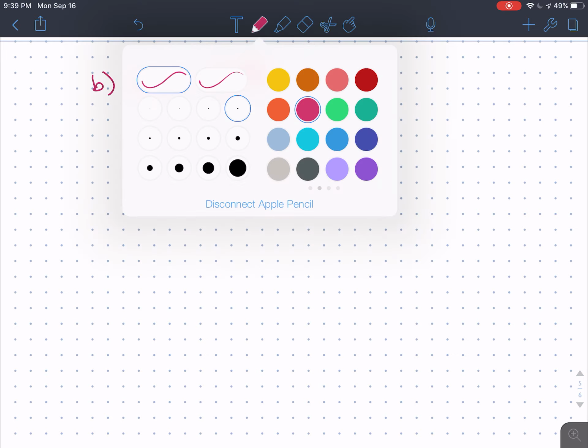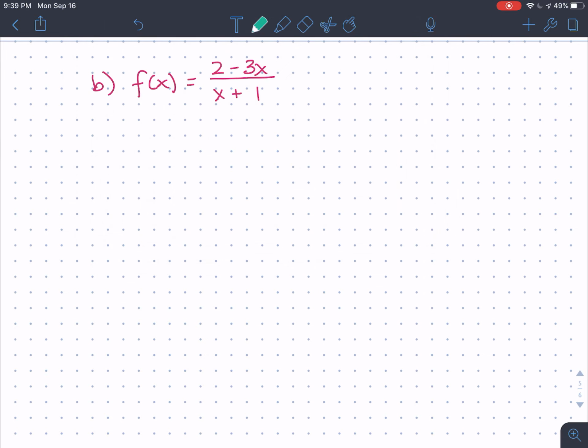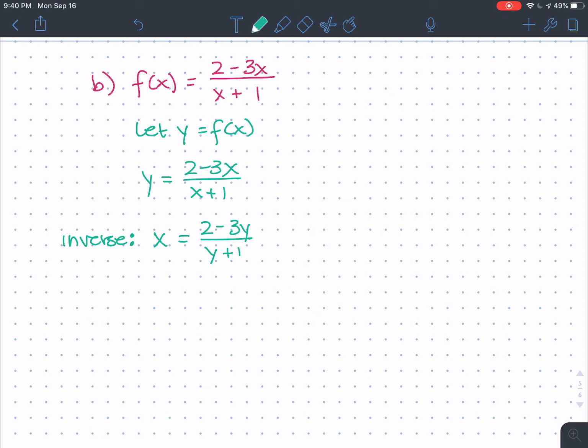All right, I'm assuming that you paused the video. I'm going to do it kind of quick, but again, before I switch x and y, I need a y, so I'm going to let y equal f of x. So y equals 2 minus 3x over x plus 1. Now I switch x and y to find the inverse. So I have x equals 2 minus 3y over y plus 1. Yay, I found the inverse.